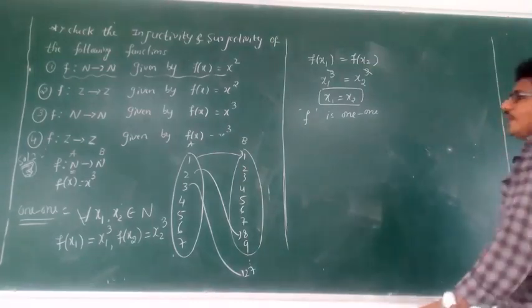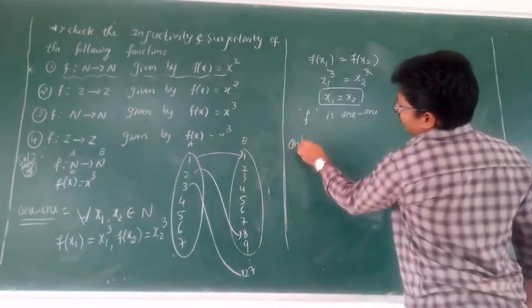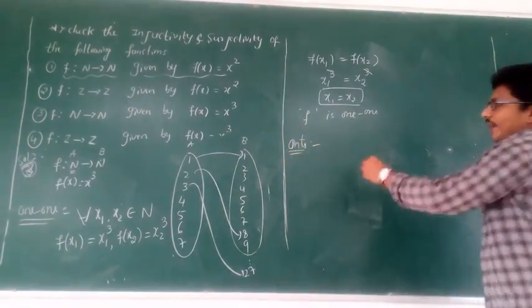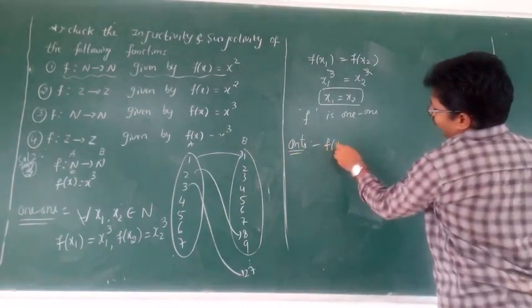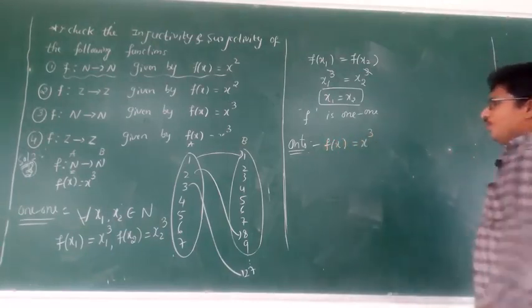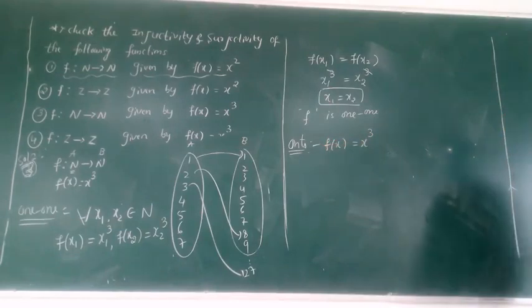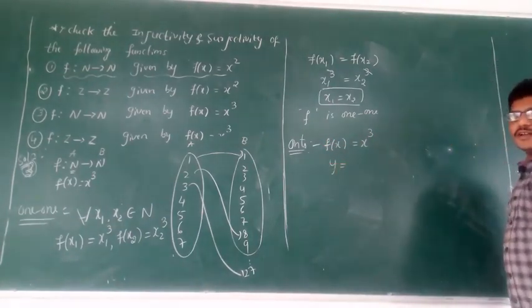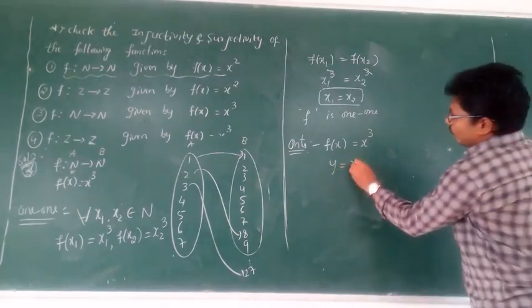Okay, now the next one, onto functions. How to show this? How can we show onto functions? Again we write the conditions. The function f of x is equal to x cubed. What is f of x? f of x is y. So y is equal to x cubed.